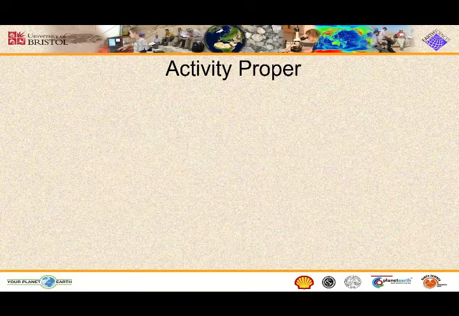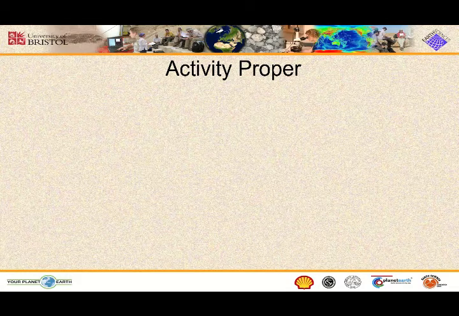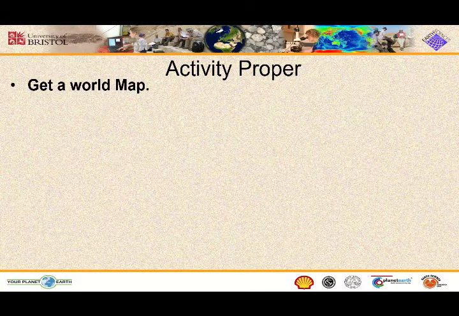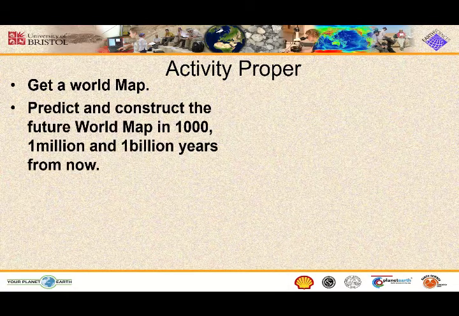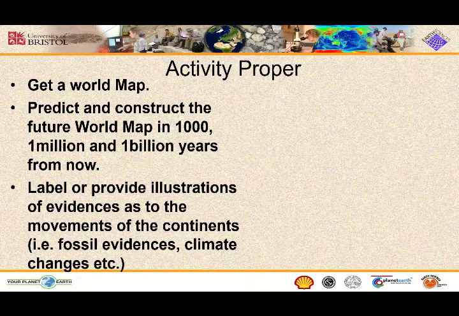Now let's go to the activity proper. Here's what you're gonna do. First, get the world map. Then, predict and construct the future world map in 1,000 years, 1,000,000 years, and 1,000,000,000 years from now. Finally, label or provide illustrations of evidences as to the movements of the continents in your new map.